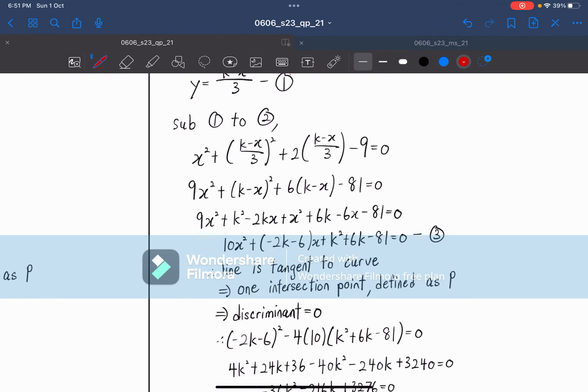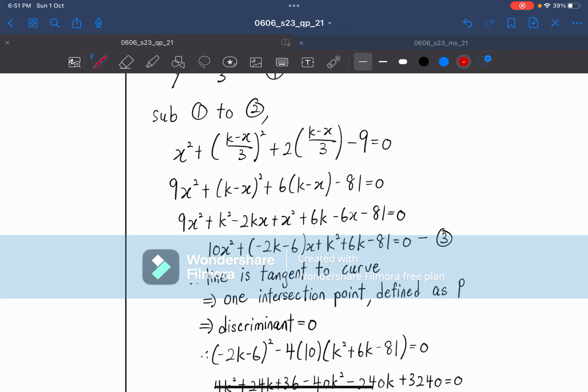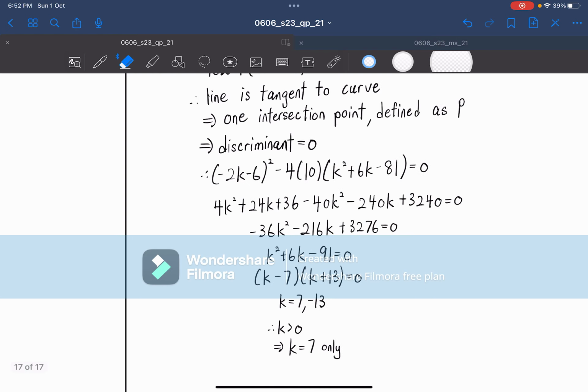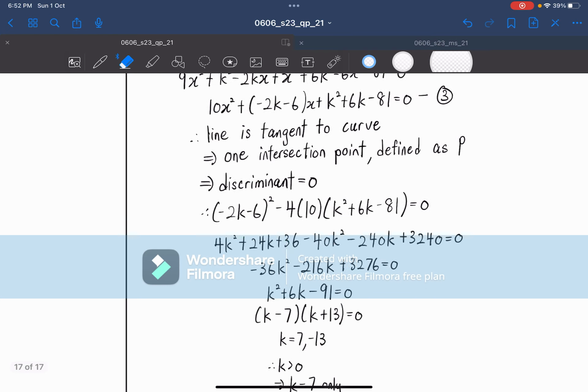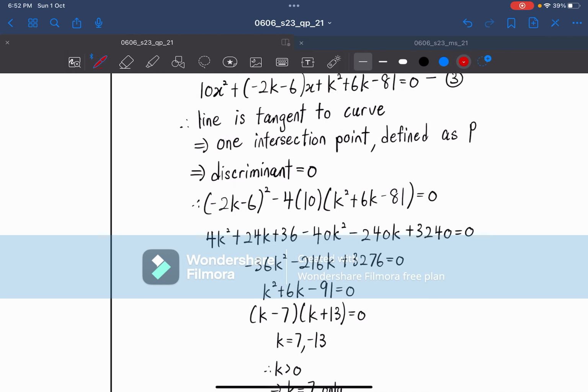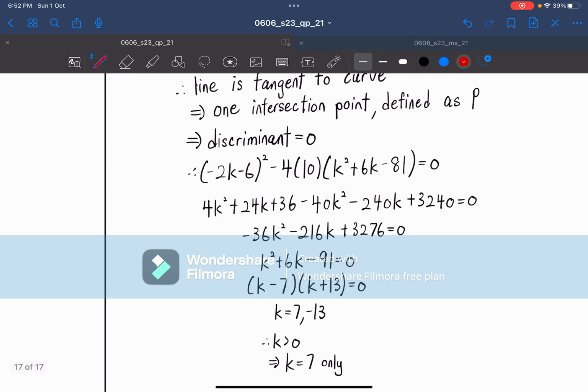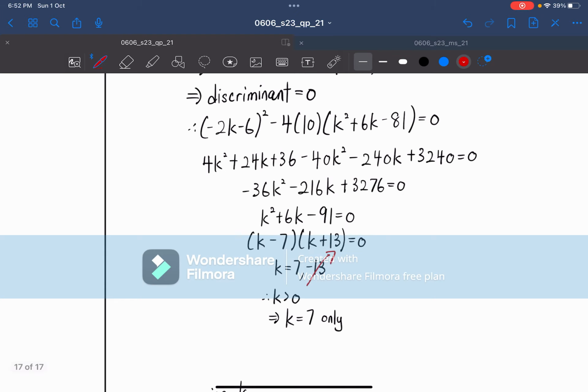So, rearrange it, you get equation 3 right here, and I state the same thing again. Line is a tangent, so one intersection point defined as P, discriminant. So we know the discriminant is going to be equal to 0 because it's a tangent. So b squared minus 4ac equals 0, same thing. And you get this quadratic, k minus 7, k plus 13, same thing. k is a positive constant, right? So reject negative 13, and you get k equals 7 only.